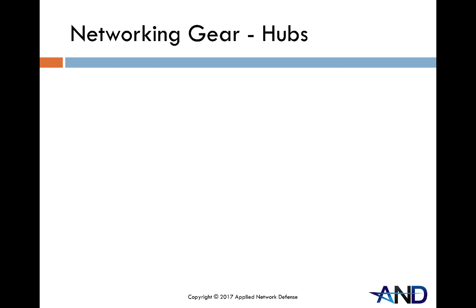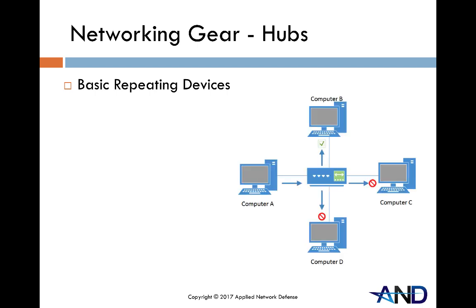So let's start with hubs, which are really the simplest form of network connectivity device. And when I say simple, I'm talking about a basic repeating device. And I want to illustrate that based upon the figure you see on the screen here. In this figure, we have 4 computers, computer A, B, C, and D. And computer A is attempting to communicate with computer B. To do that, it sends data, so it sends a packet of data or network traffic to computer B, and it sends it through the hub.